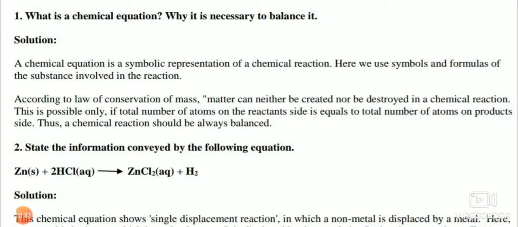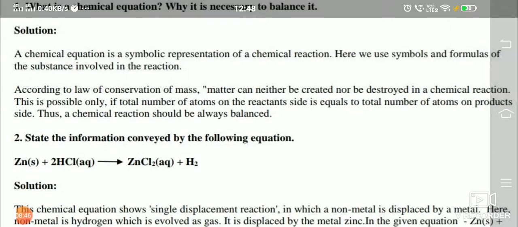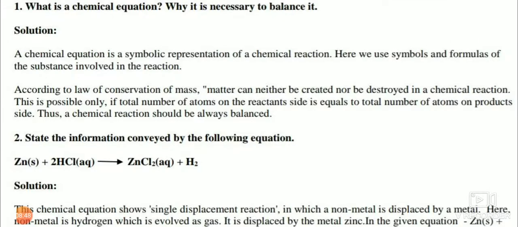Now, why is it necessary to balance a chemical equation? As we know, according to the law of conservation of mass, matter can neither be created nor be destroyed in a chemical reaction. This is possible only if the total number of atoms on the reactant side is equal to the total number of atoms on the product side. Thus, a chemical reaction should always be balanced.